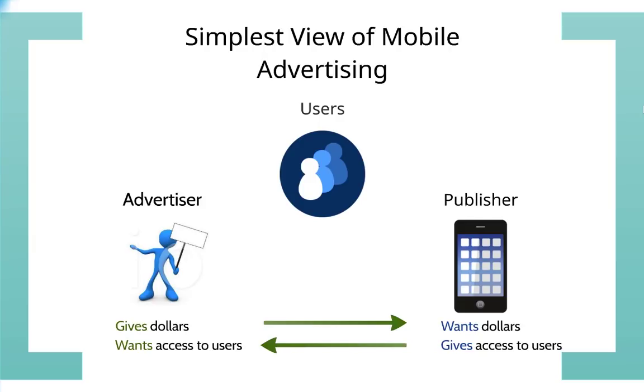The simplest view of advertising consists of three players. You've got the most important component, the user. People like you and me who are spending increasing amounts of time on their devices, be it smartphones or tablets or apps or websites. This has attracted advertisers who want access to users and are willing to give dollars. And then there are publishers who are creating this content that we are consuming, and they have access to these users. In return, they want dollars.